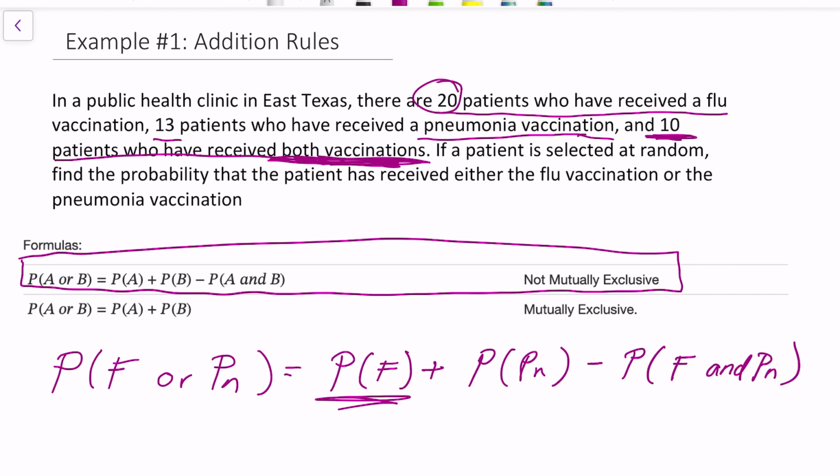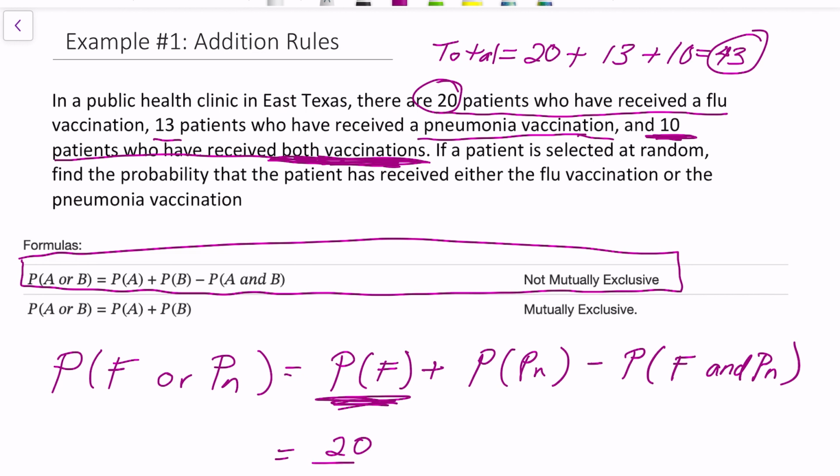but we also need to know the total, which they kind of didn't tell us. We're going to assume this is the total number of patients, so let's say total would be 20 plus 13, so 33, plus 10, so that's going to be 43. If the problem had given us a little bit more information about the total, we could have used that. It's just they didn't. So probability of the flu vaccine, that would be 20 over 43.